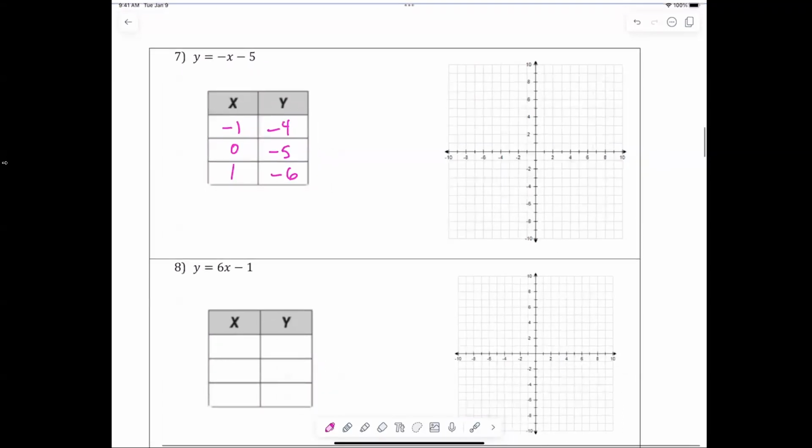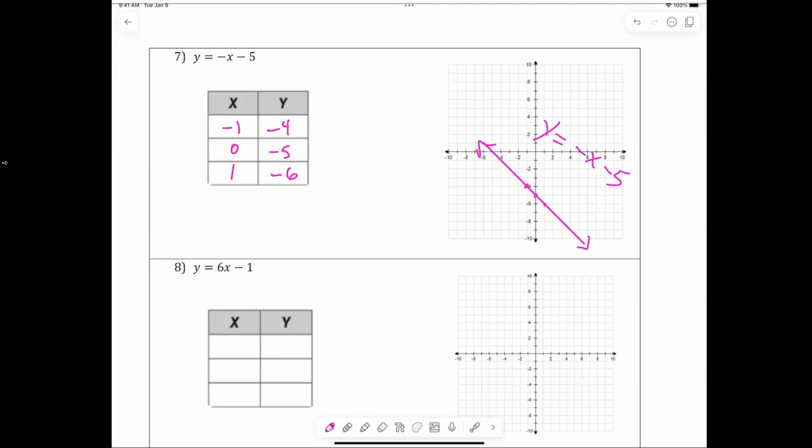Now plot those points. -1, -4, 0, -5, 1, -6. Draw a line. Put your arrows on it. And then y equals -x minus 5.